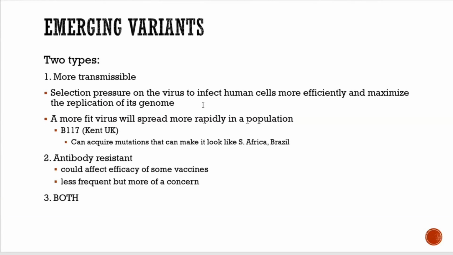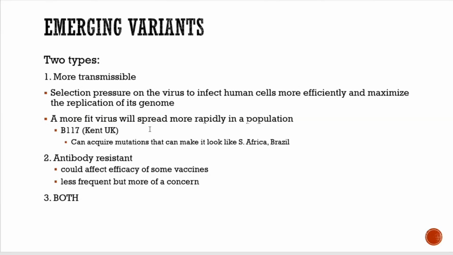So we can break these up into two different types of emerging variants. There are variants that are more transmissible. There is selection pressure on the virus to infect more and more human cells and maximize replication of its genome, which makes it more fit to spread more rapidly. This is what we saw happening with the B117, formerly known as the UK variant. Artist formerly known as the UK variant. We're supposed to call them by their numbers and not by the country where they were first isolated.